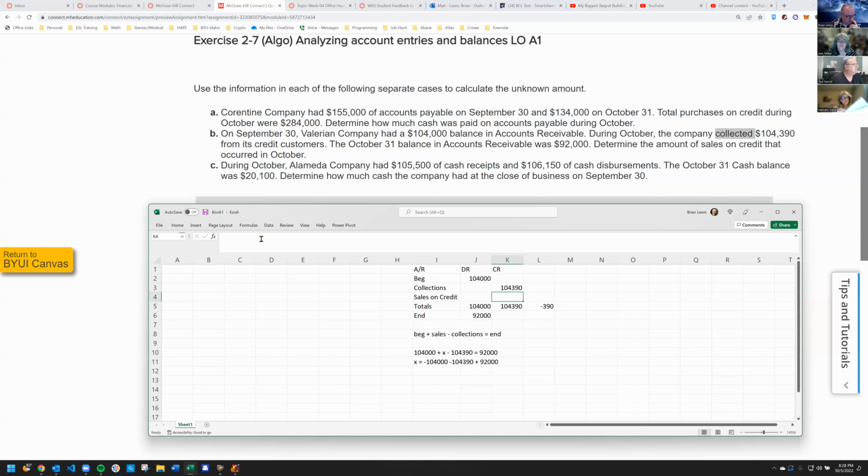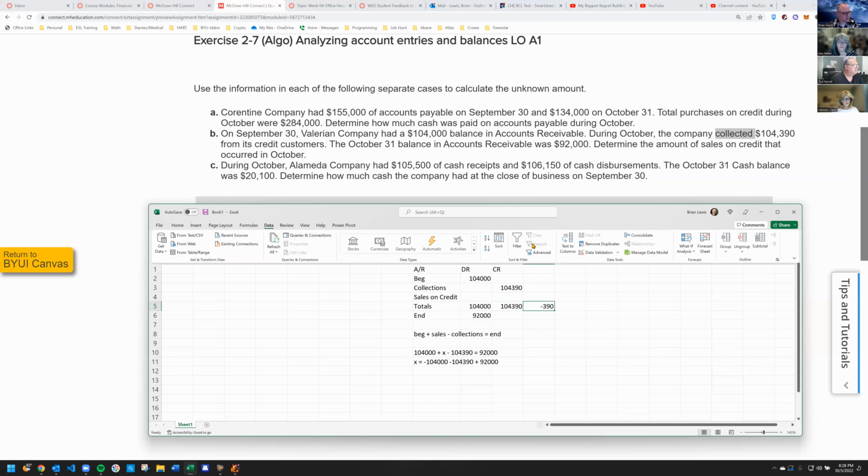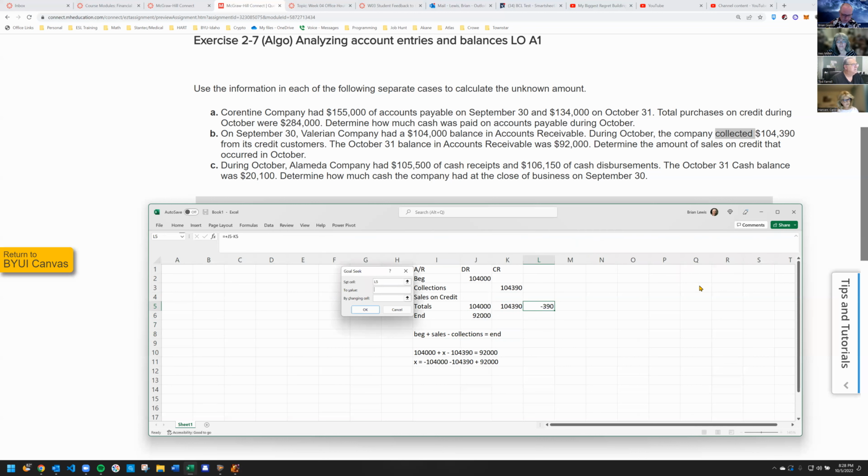Well, okay, forget that. Let's see what the real answer is without the formula. 92, that should be the difference. Okay. So where did I go wrong?